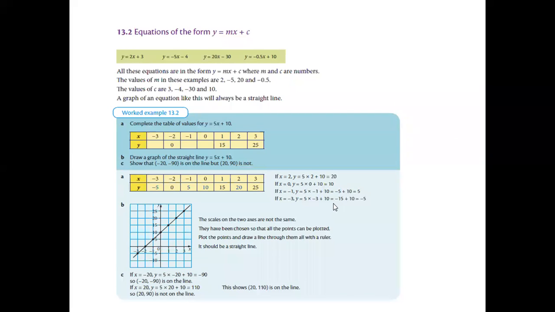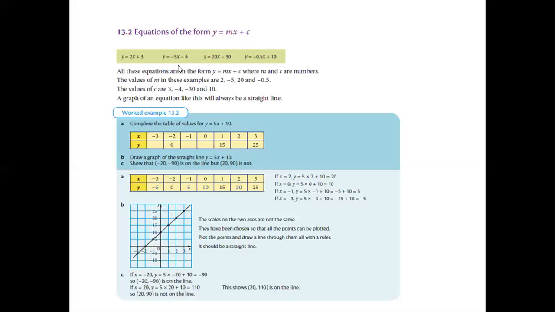Good morning, guys. Today, the chapter number is 13.2, and we will continue our unit, the graphs. But our title is different: equations of the form y = mx + c. So it's a type of equation. What kind of equation? We will see it in this lesson. So let's start the lesson.